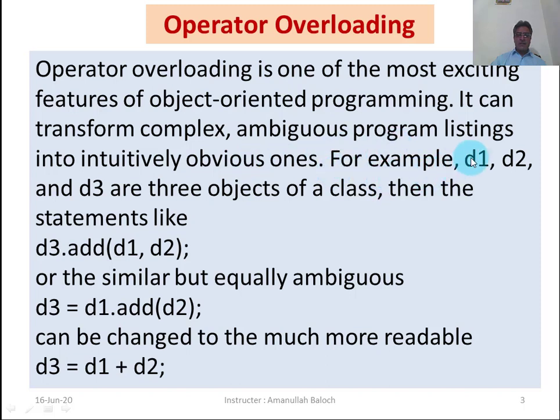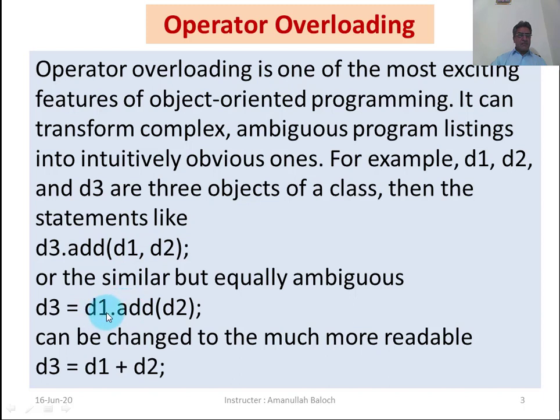For example, D1, D2 and D3 are three objects of a class Distance. Then statements like D3.add(D1, D2), where D3 is calling the function add and passing the values of the D1 and D2 objects, are similar but equally ambiguous. This is ambiguous at first glance. We cannot understand what is happening here.